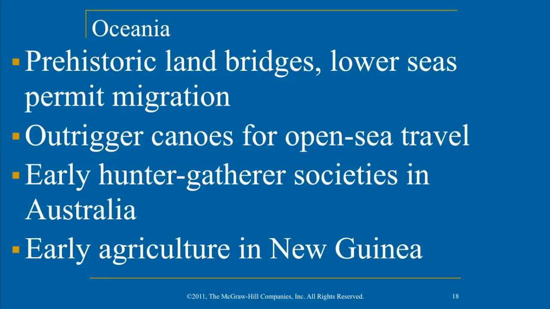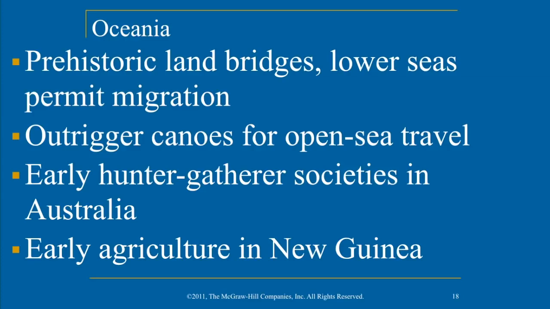In Oceania, we know that there were prehistoric land bridges that led to these different islands, and those land bridges eventually washed away through ocean currents and tides. Probably volcanic activity led the land to be formed, and then as ocean currents wore away at the rocks, those land bridges eventually disappeared, creating islands. At this time, we know there were lower seas because of the colder climate, and this was allowing better migration to those smaller islands.